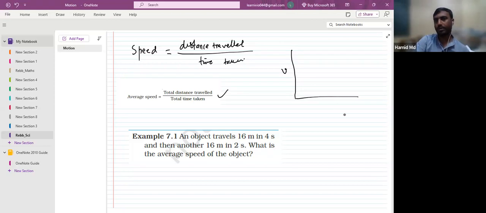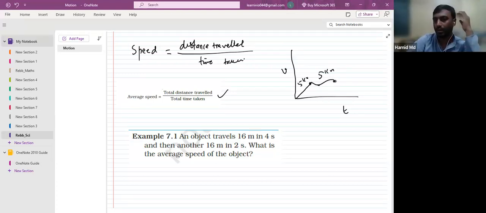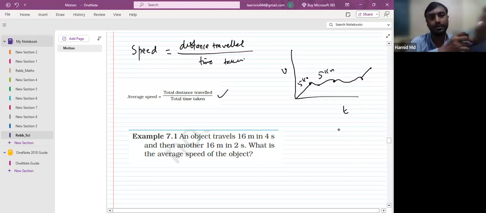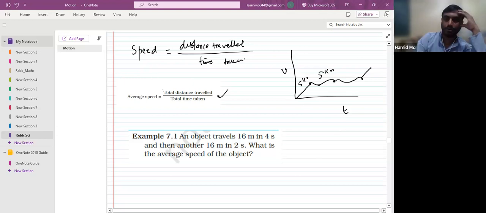Similarly, for any motion, uniform or non-uniform, suppose this is speed and this is time. For some distance, say 5 kilometers, we move with this speed. This is uniform speed. For another 5 kilometers, we move with some other speed. Somewhere we stop for coffee or something, and so on. If we calculate the average speed, how will we do it? The total distance traveled by the total time taken.